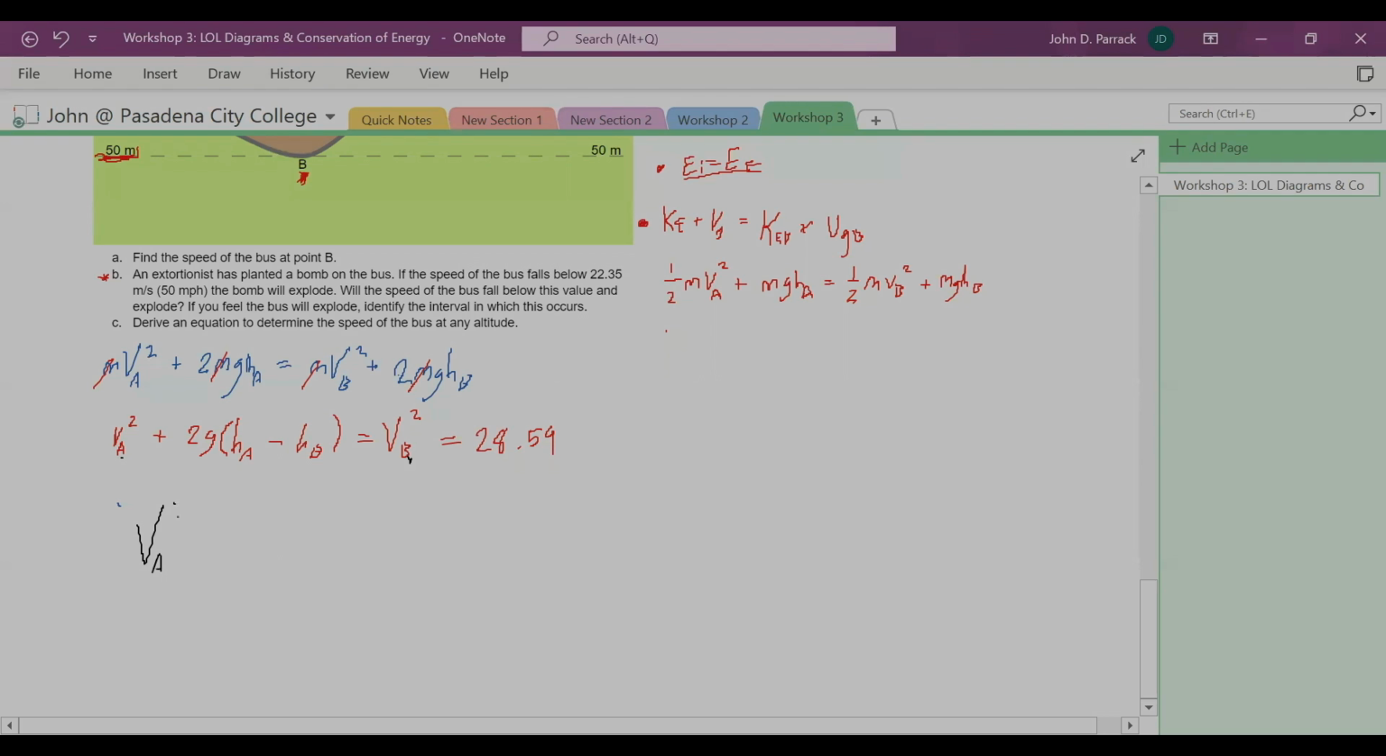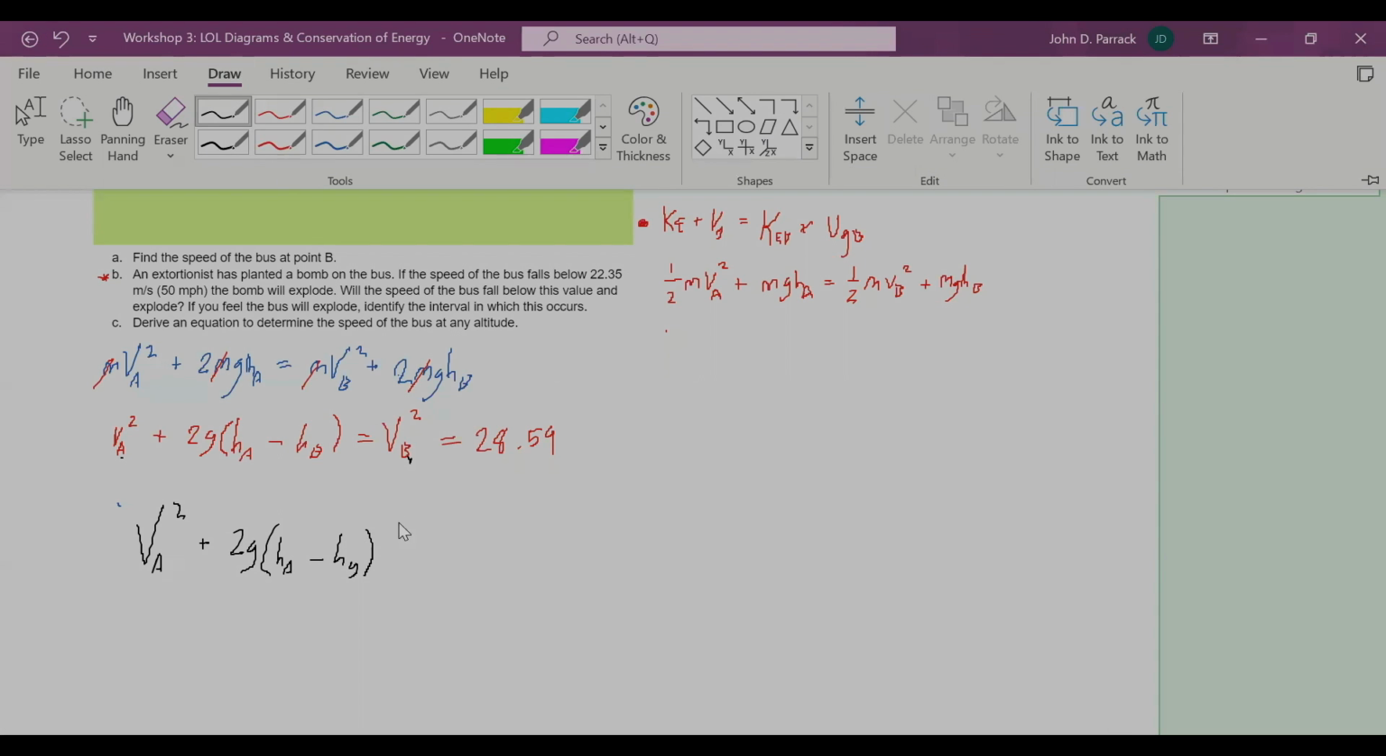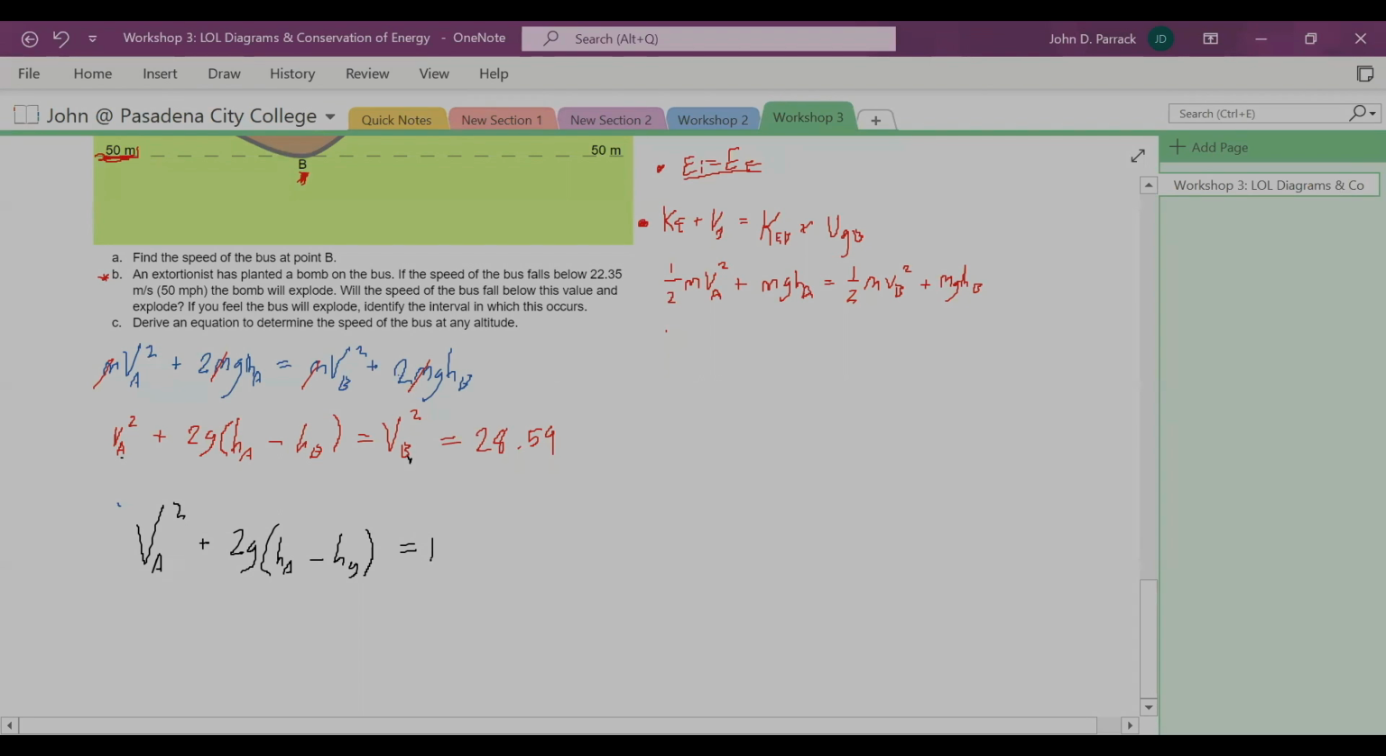Okay, so here we have VA squared. We're once again adding 2g delta H. This time, the change in height is going to be from our starting point HA to some final point, which is going to be called HY. And that's going to be equal to the final velocity, which I'm going to call V at some height Y squared. And we want that to be equal to 22.35 meters per second. So we can see if the bus is going to explode. We're going to see if it ever does end up going that slow.